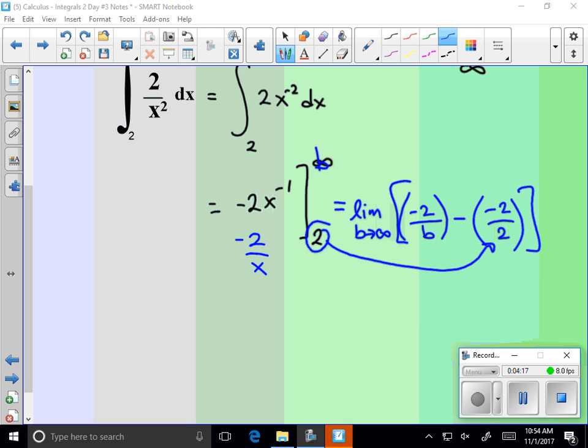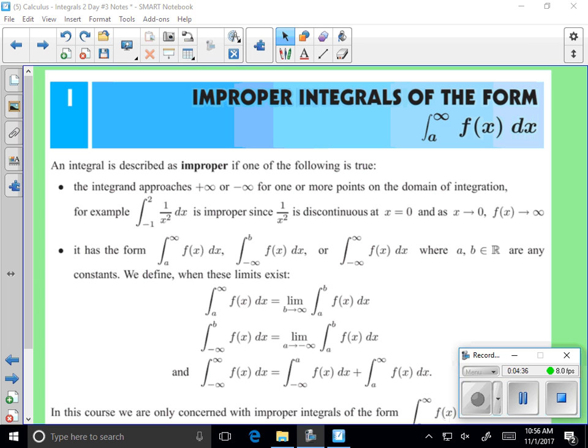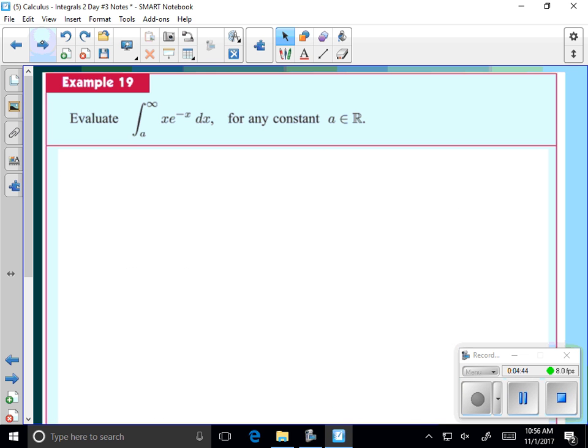And now as I take the limit, what does this become right here? As b goes to infinity, what does that become? 0. Minus negative 1. So the area under that curve from 2 to infinity is 1. Woo! All right, so this idea of improper integrals of the form some constant to infinity, this is the proof of that. You can go over that on your own time.